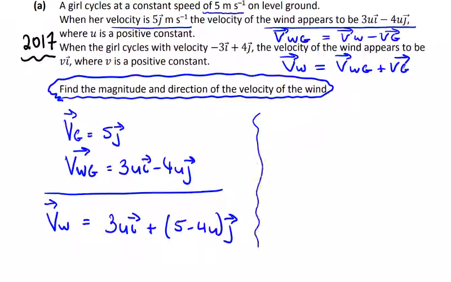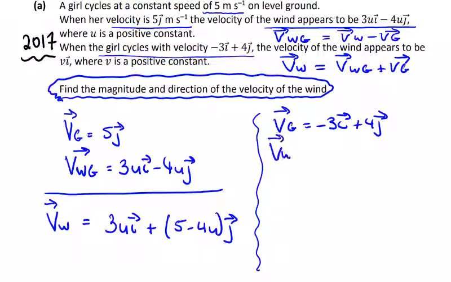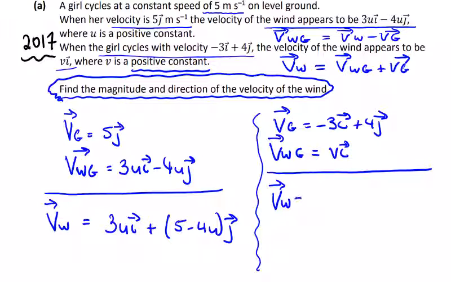And then the second thing they tell us is when the girl cycles with velocity minus 3i plus 4j. So the velocity of the girl is minus 3i plus 4j. That wind appears to be the velocity of the wind relative to the girl. It appears to be vi, which is a positive constant. Okay, so we can get the velocity of the wind again. So v minus 3 in the i direction, and plus 4 in the j direction.